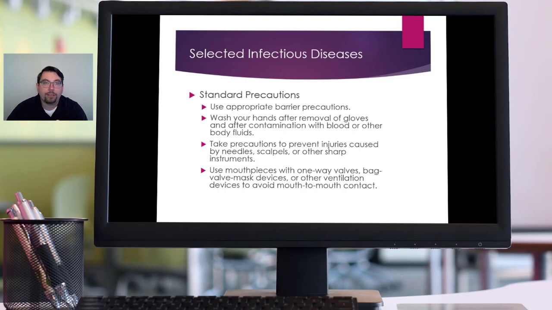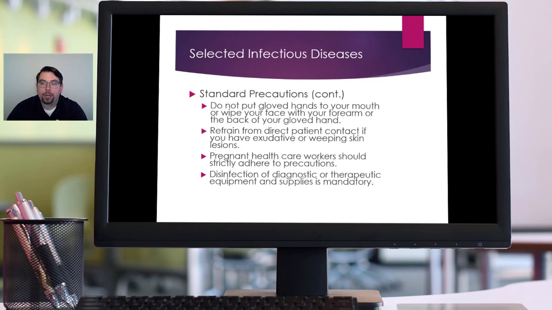Use mouthpieces with one-way valves, bag valve masks, and other devices when ventilating. Obviously, we want to avoid mouth-to-mouth ventilations. Do not put gloved hands to your mouth or wipe your face to your forearm or to the back of your glove as you wipe sweat. Be very conscious of what you do with your hands, as we typically normally do.